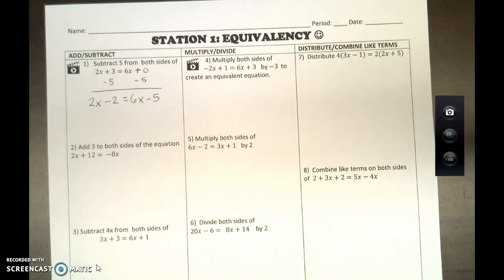So hit pause right now and try 2 and 3. So you can hit pause and try 2 and 3 and get it signed off by a teacher before you can move on.